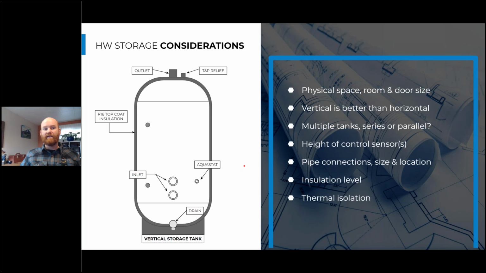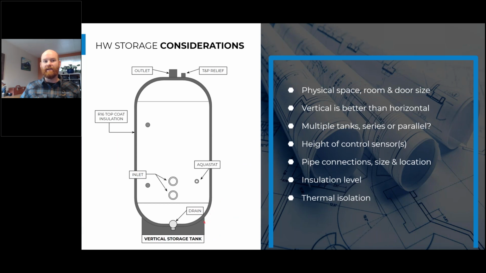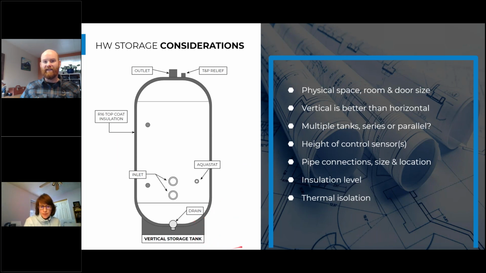And then thermal isolation. If this tank is on a concrete garage floor, we're required to insulate it with an R10 pad. That's in the energy code. So we want to make sure these tanks are isolated in some way from those concrete pads, which can basically conduct heat down and out and reduce the efficiency of our storage tanks.